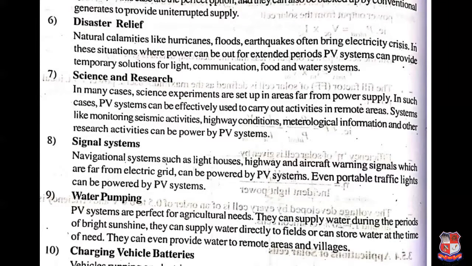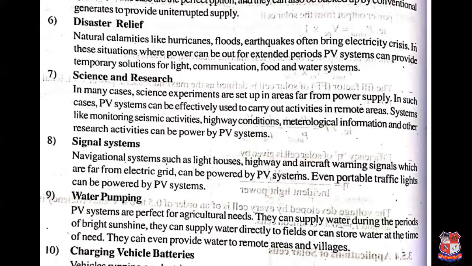Next, disaster relief. Natural calamities like hurricanes, floods, earthquakes often bring electricity crisis. In these situations where power can be out for extended periods, PV systems can provide a temporary solution for light, communication, food and water systems.